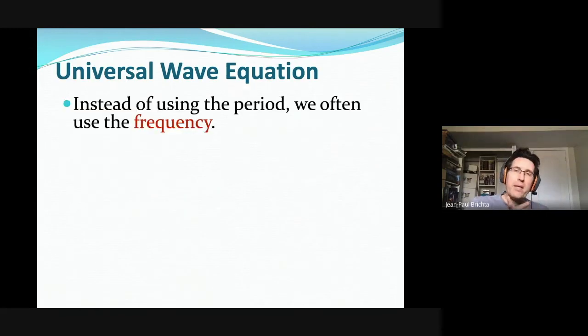Now here's the thing. Period can sometimes be a little tricky to measure, right? If you're trying to measure how long does it take for one cycle to pass, that often can be very quick. I mean, think back to the ticker timer, right? If you're trying to measure the time for one hammer strike, there were 60 of those in a second. It's really difficult to measure the time for one of those things. So instead, what we usually use is the frequency.